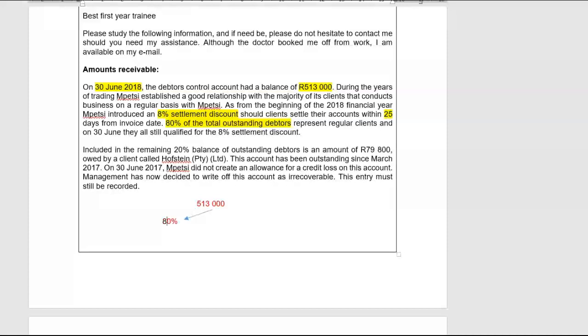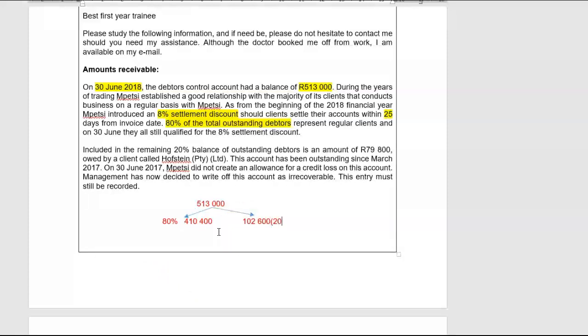80% of them equals an amount of 410,400. So 80% of that amount of 513,000 gives us an amount of 410,400. And then the other 20% of that amount equals an amount of 102,600.